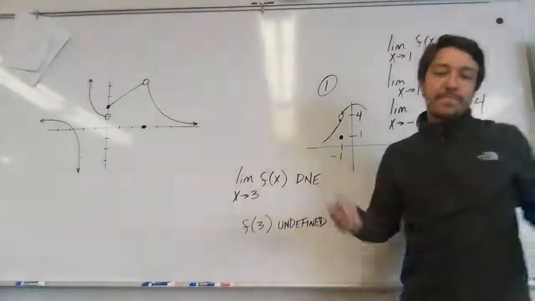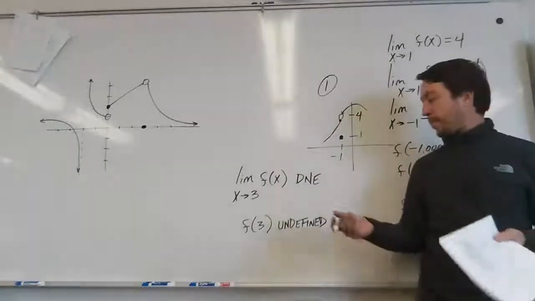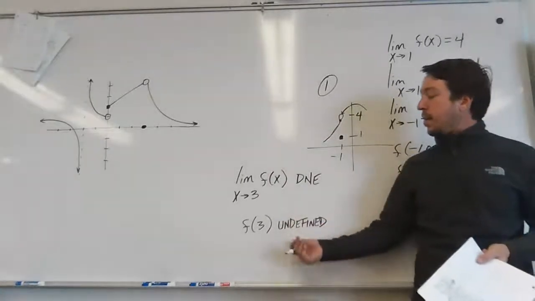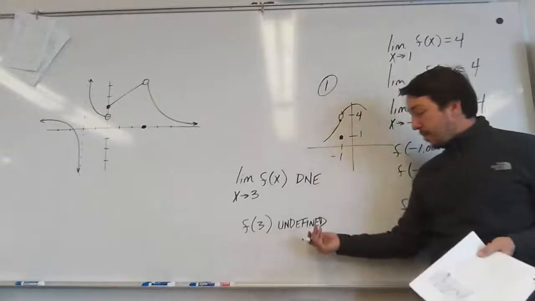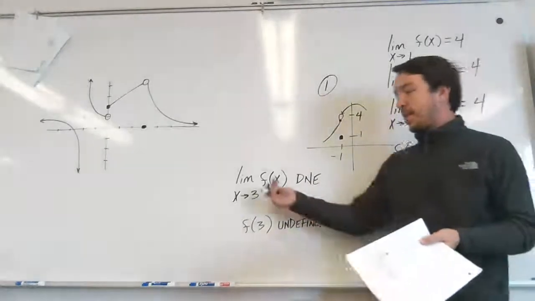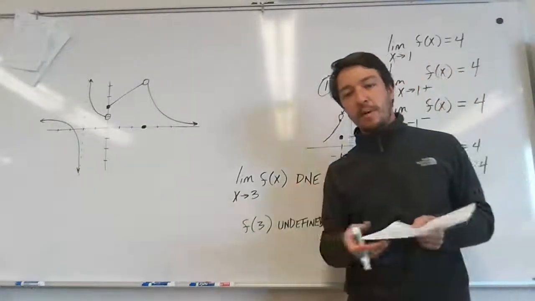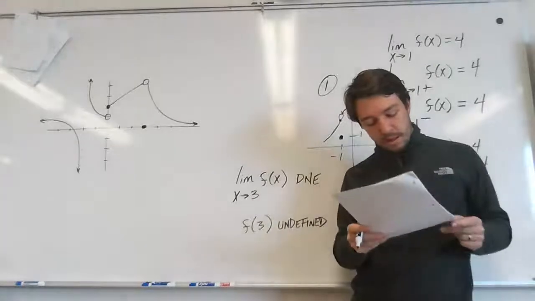Again, if you said f of 3 does not exist, you're not way off or anything. It's just that people typically say f of 3 is undefined, meaning you cannot even plug that number into the function, whereas the limit, we say the limit does not exist, that actually contains some extra information about what the function's doing there.